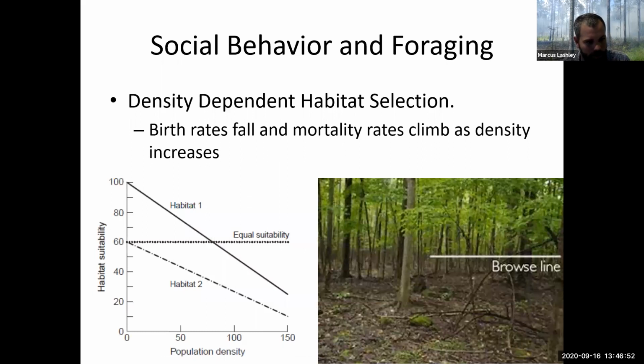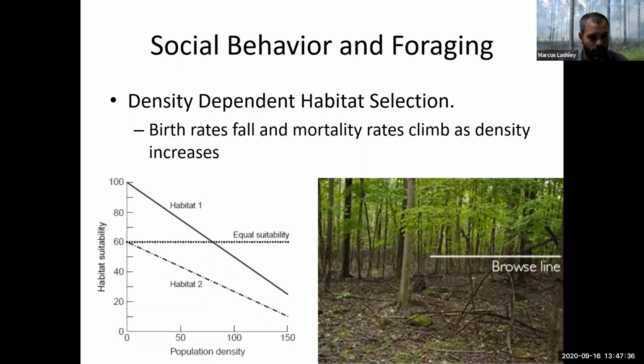So if we think about the quality of a patch, habitat 1 is generally much higher quality than habitat 2. The problem with looking at it like that is that even though habitat 1 might be much higher quality than habitat 2 when there's one individual, when we take into account how much the individuals in the population are taking away from that habitat, the quality of habitat 1 at this density, so at 80 or whatever that is, is actually similar to the quality of habitat 2 when there's one individual, right? So they're actually equally suitable at different densities.